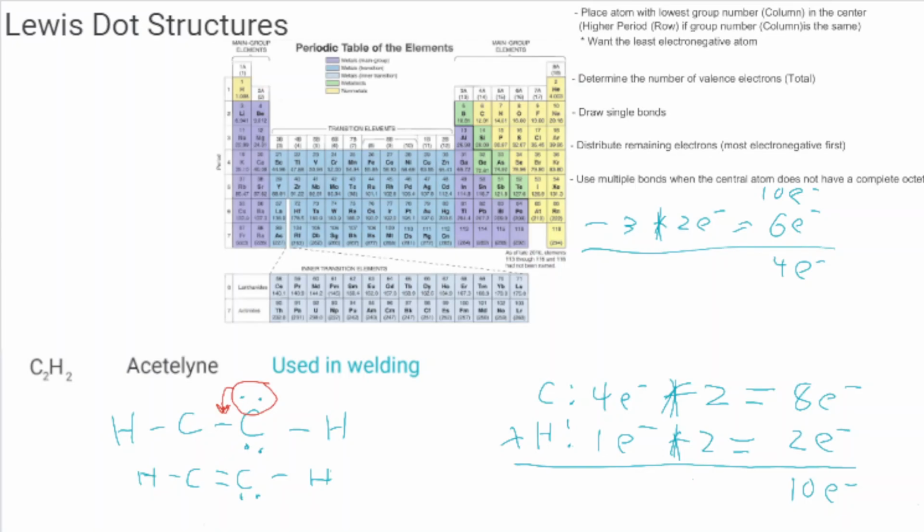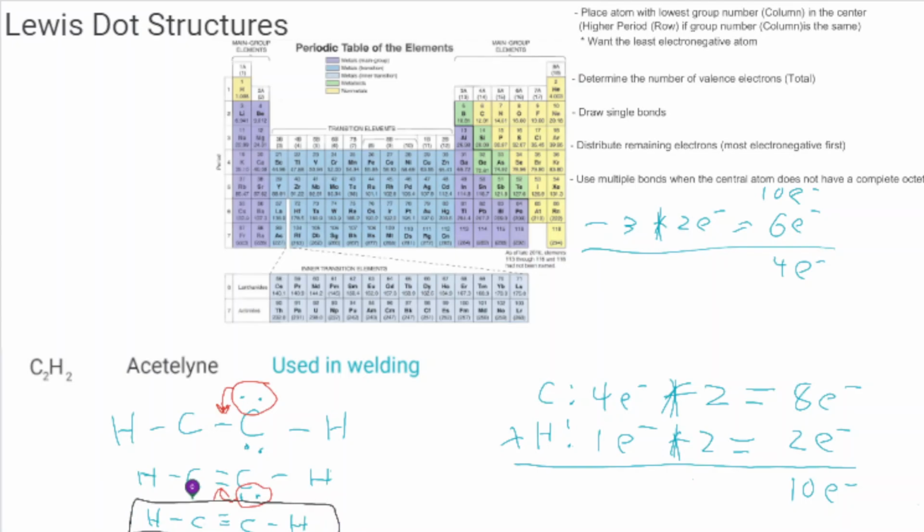So we're going to have to take 2 more electrons from a neighboring species, in this case this carbon, and put it between the bond. And so this is going to form a triple bond. And so we're going to have H, C, triple bond, C, single bond, H. Alright, and so this is our actual Lewis dot structure for acetylene.